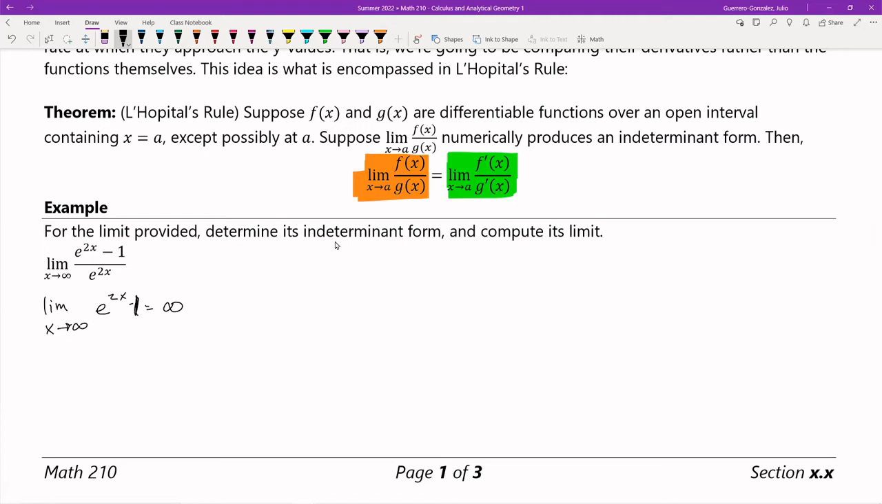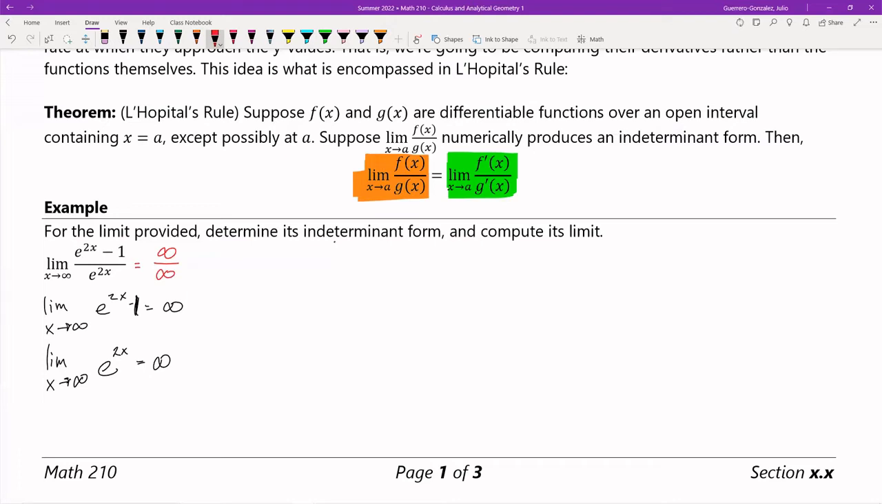So let's do the bottom now. The limit as x approaches infinity of e to the 2x. This is also infinity by the same reason. E to the 2x just keeps growing and growing and growing. So therefore, what we have here is an infinity over infinity. We have the indeterminate form. So keep in mind, L'Hopital's rule says that we can only do L'Hopital's rule if it produces an indeterminate form. So we've proved that we have an indeterminate form here.